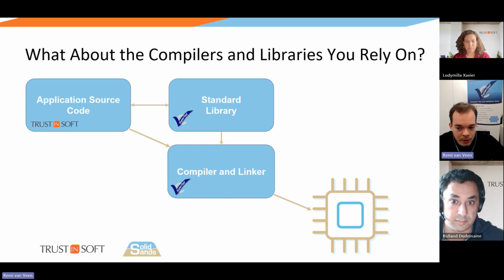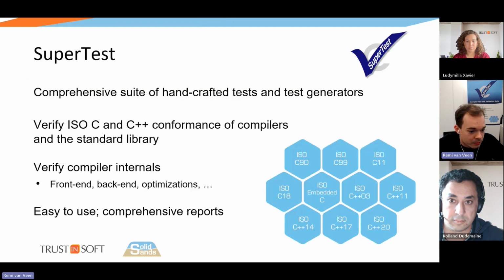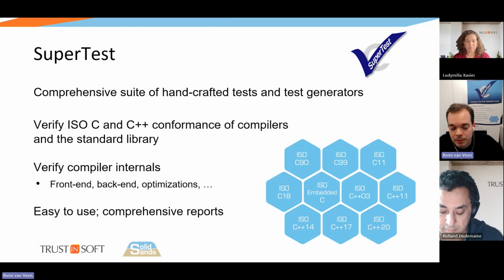SuperTest ensures that both the compiler and the standard library that you rely on are well tested and also fit for use. So SuperTest is a very large test suite of both handwritten and generated tests that verify the implementation of any C or C++ compiler or standard library implementation. And as you can see in the graphic on the right, it supports up to the latest version of C and C++, with support for the very recent release of C23 currently being in the works.